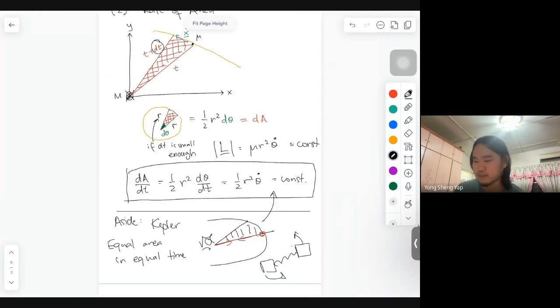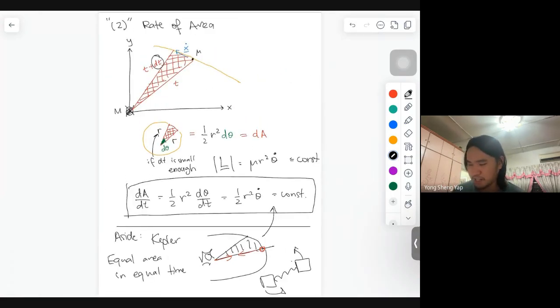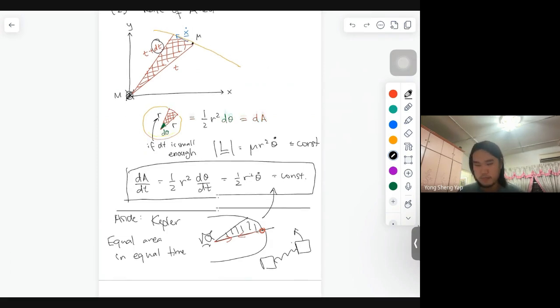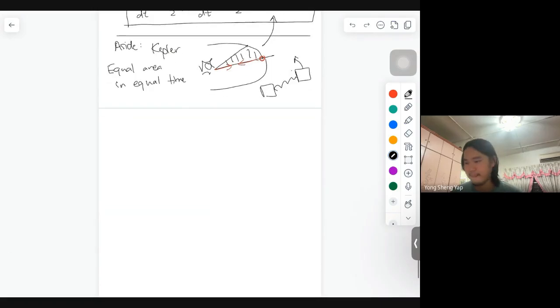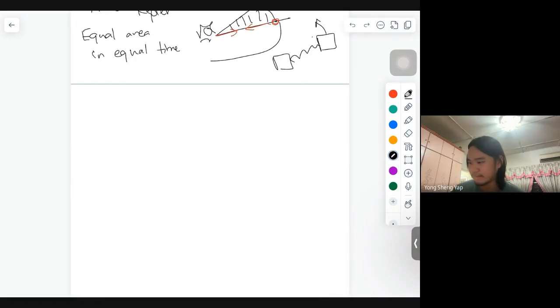Were there any questions about this equal area in equal time, or rate of area is constant thing that we just talked about? Okay. All right. If there isn't any question, we can move on. So remember what we were saying? If it's not a circle, it will also be conserved.